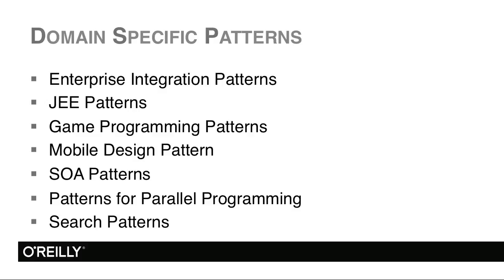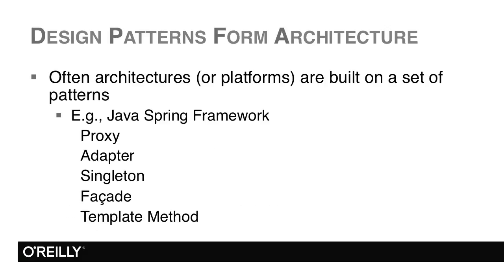You have books on game programming. There's a book called Game Programming Patterns. There are things on mobile design patterns, SOA patterns, service oriented architecture patterns. There are patterns on parallel programming, on searches, and so on. This course is going to focus entirely on some generic object oriented design patterns. Often, an architecture or a framework or a platform is a set of patterns synthesized together. So, for instance, the Java Spring framework uses patterns like proxy, adapter, singleton, facade, template method.